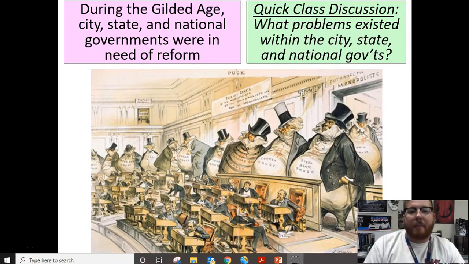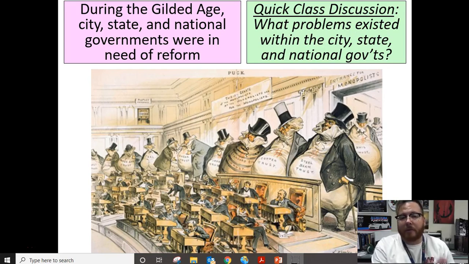So today we're going to be talking about political reform in the Gilded Age. This is going to, of course, be the second part of notes from the previous bit where we're talking about social reforms from the Gilded Age. We're continuing on from there.